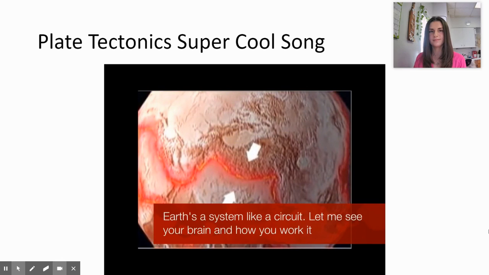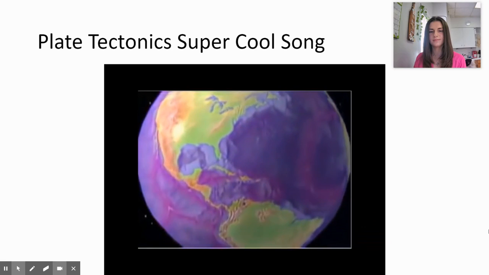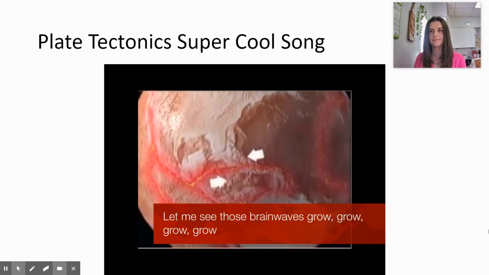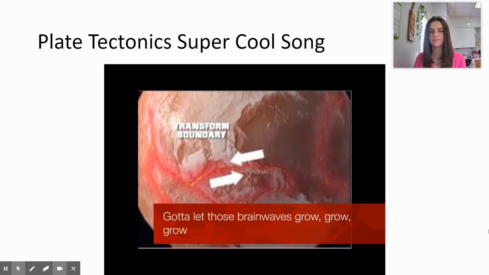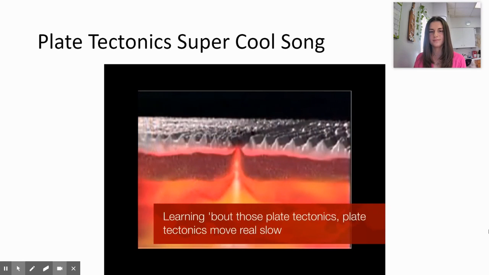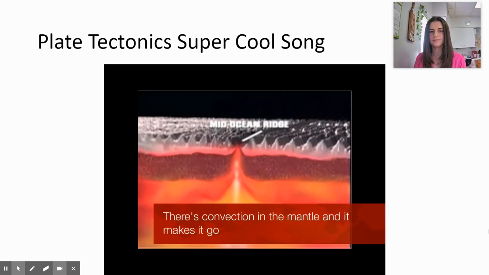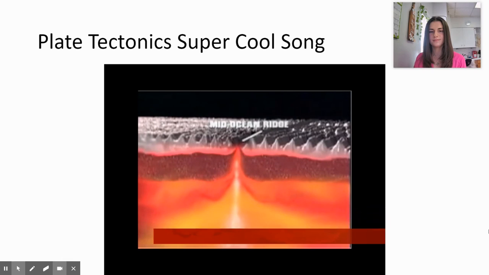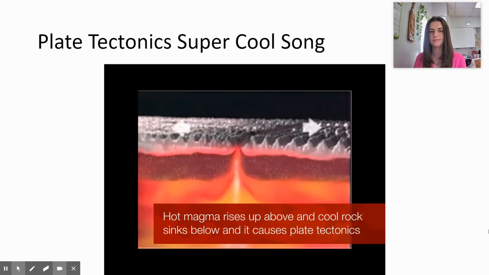Earth's system's like a circuit. Let me see your brain and how you work it. With evidence now you can discern it, 'cause I love the way you learn it. Let me see those brainwaves grow. Gotta let those brainwaves grow. Learn about those plate tectonics move real slow. There's convection in the mantle and it makes it go. Hot magma rises up above and cool rock sinks below, and it causes plate tectonics. Now you know.